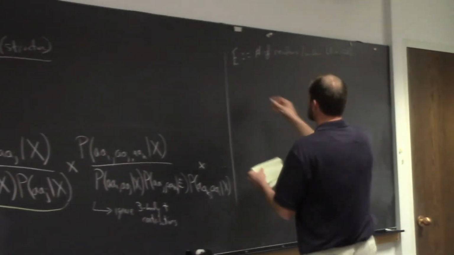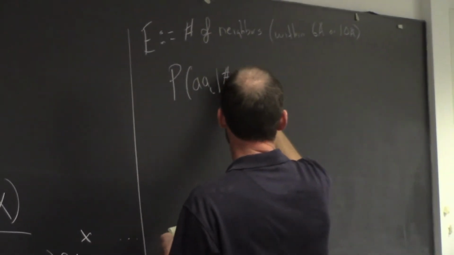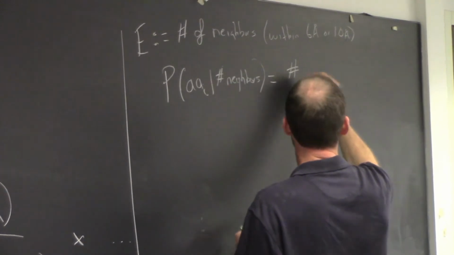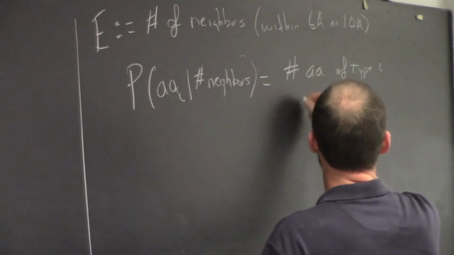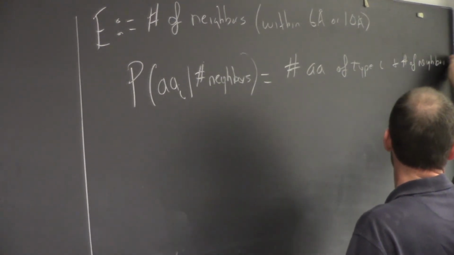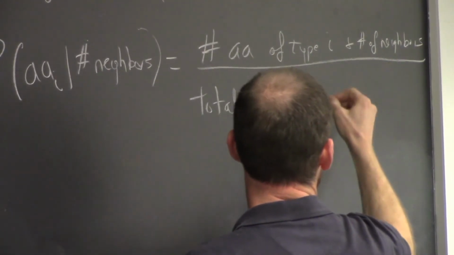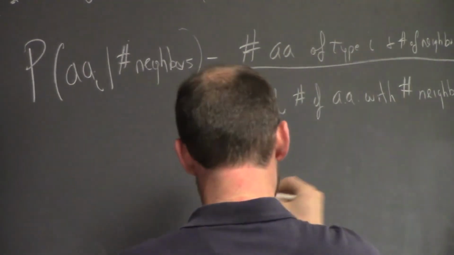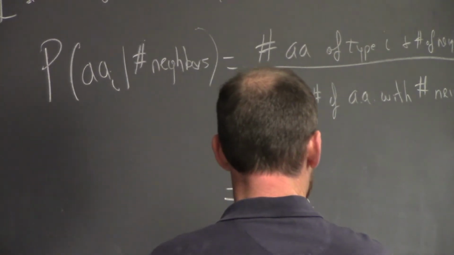So the probability of amino acid I, given the number of neighbors, is simply the number of amino acids of type I with that many neighbors, divided by the total number of amino acids with that number of neighbors. Or, the number of a particular amino acid divided by the number total.